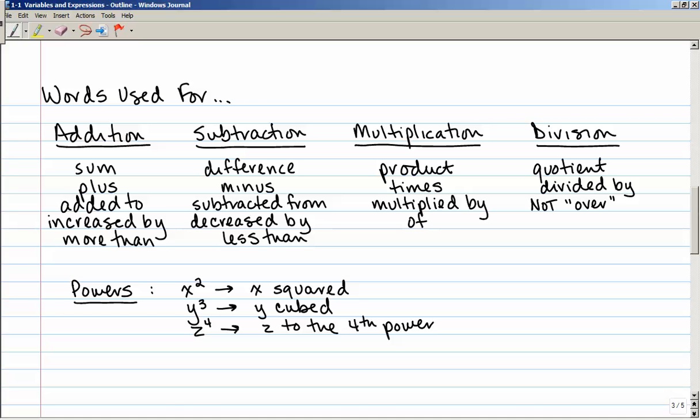We have some words for powers. So x to the power of 2 we say is x squared. y to the power of 3 is y cubed. And for the 4th power, we don't have a special word. It's just z to the 4th power. We would say it that way, or maybe z raised to the power of 4.